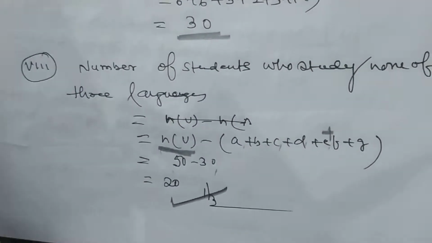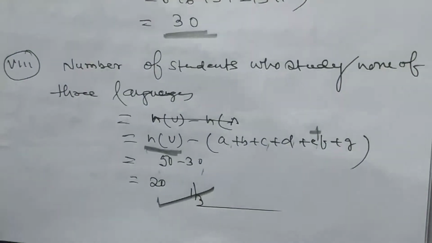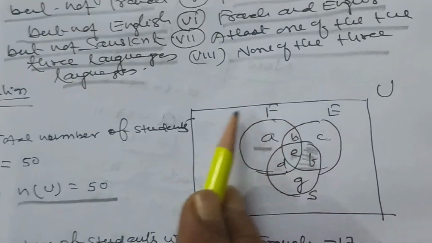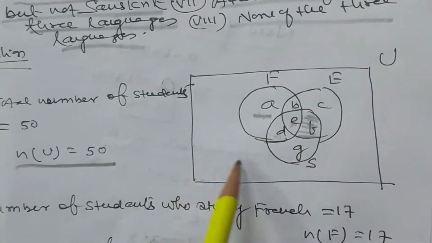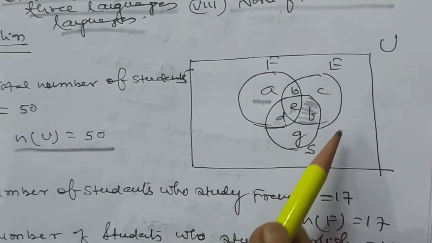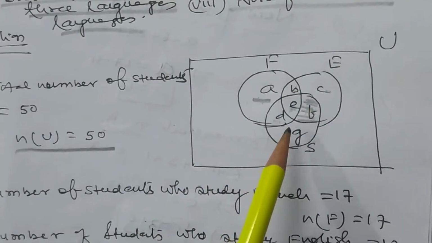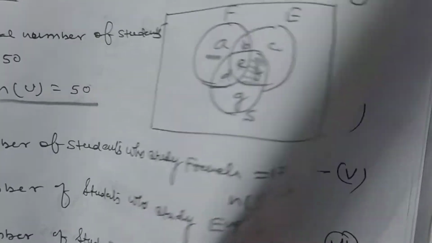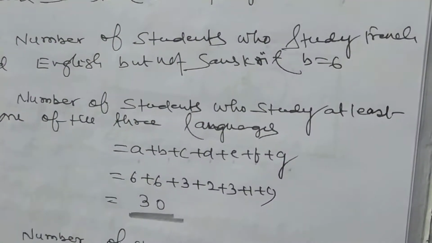So see this Venn diagram. 20 will lie in this unshaded region of the universal set. 20 will lie in unshaded region of the universal set. So in this way, now we can solve problem number 7.